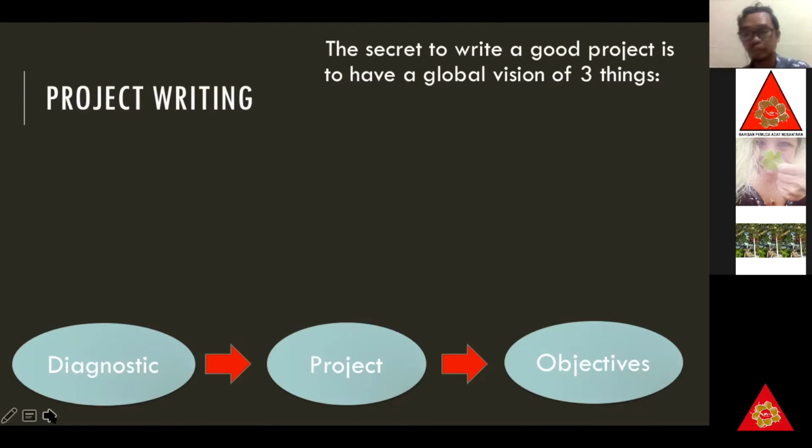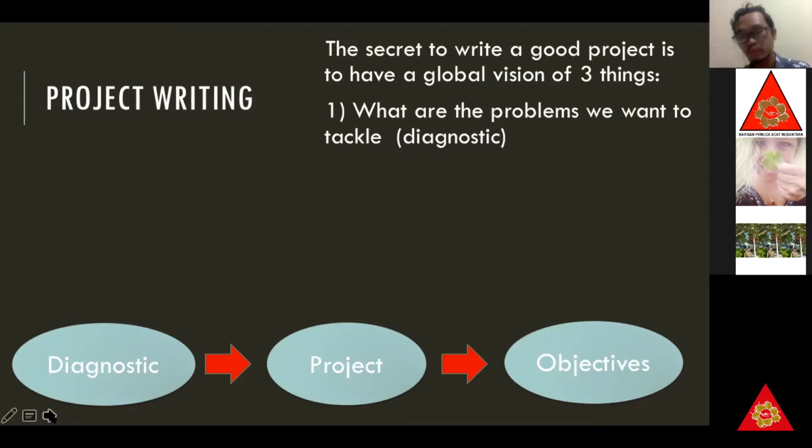I think that the secret to write a good proposal is you have to have a global vision of three things. First, what are the problems we want to fight? What are the problems we want to tackle? You have to have a good diagnostic. What is happening? What are the problems? So this is the first part. We have to be very clear about what are the problems, and what is causing the problems we face.